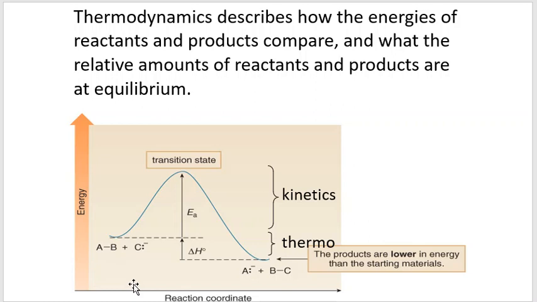So shown here is an exothermic reaction, and this is an energy diagram. The reaction is going forward, and energy is increasing over here on the vertical axis. You can see at the bottom the difference in energy between the reactants and the products. That's what we're talking about when we talk about thermodynamics. We'll look at kinetics in the next video.